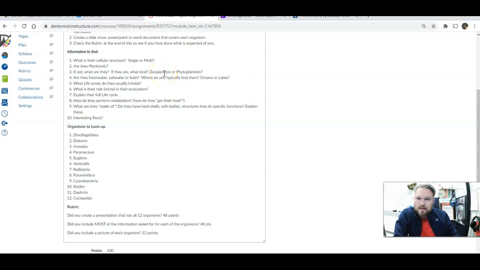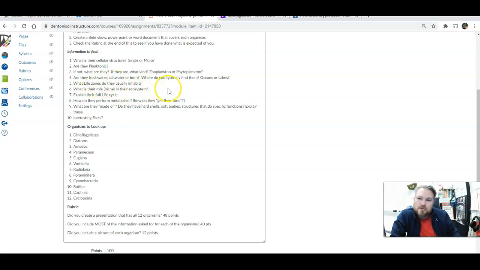I'll give you a little hint on that one too. Zoo means animal-like. Phyto means plant-like. So if it behaves kind of like an animal, it can move on its own, it captures prey, those types of things, then it's probably zooplankton. If it is photosynthetic or chemosynthetic, then it's probably phytoplankton. Are they in freshwater, saltwater, or both? Some of these are saltwater only, some are freshwater only, some go both ways, so just let me know what you find.